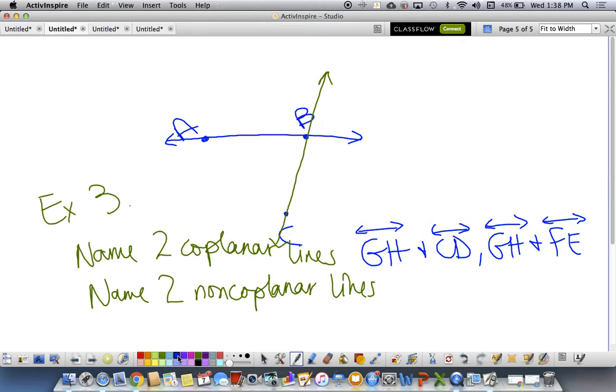Non-coplanar would be CD and FE. Everybody say CD and FE. Does everybody agree with CD and FE? Can I ask you a question about CD and FE? Do they intersect at point S? Have you written anything in your notes, a postulate or a theorem, that says any two lines that intersect will be what? They must be coplanar.